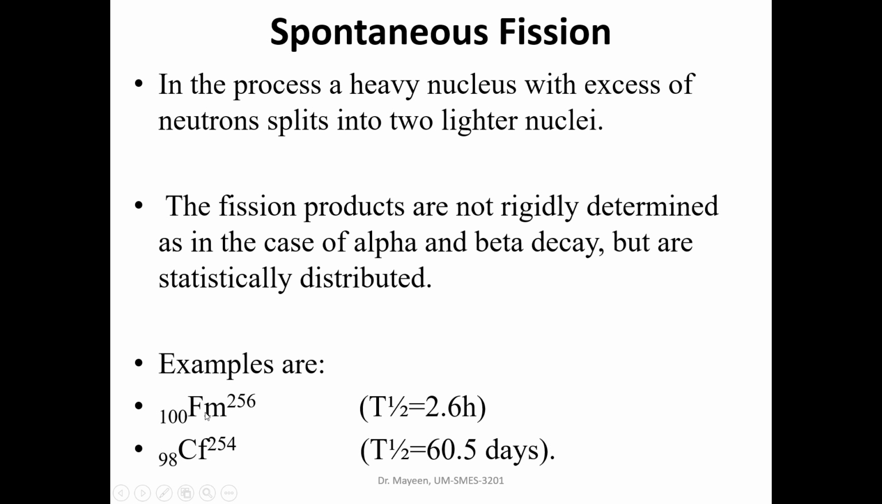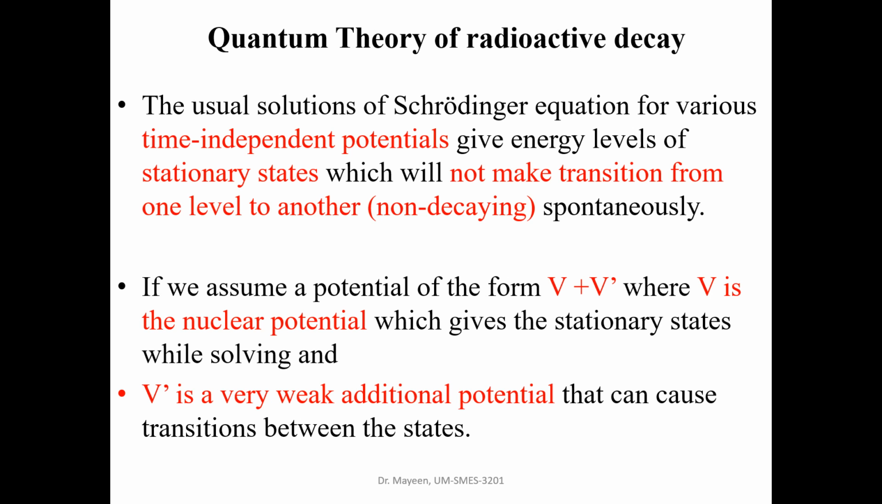Some examples: fermium has a half-life of 2.6 hours, after which this nucleus goes to spontaneous fission, converting itself into daughter nuclei. Similarly, californium has a half-life of 60.5 days, after which it undergoes spontaneous fission with enormous amounts of energy. Next we have to discuss the quantum theory of radioactive decay.